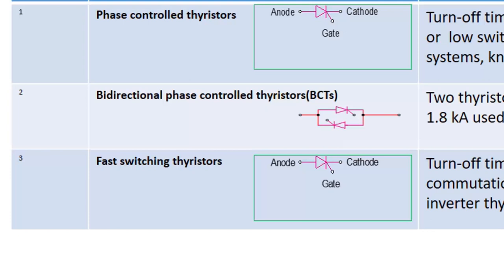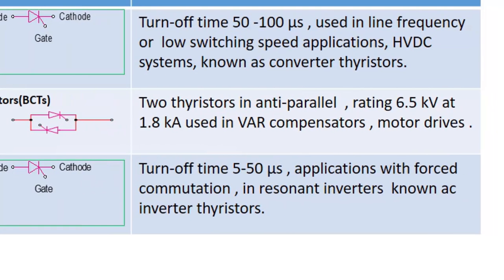Based on that, a special type of thyristor is developed, known as the fast switching thyristor. In this type of thyristor, different doping levels of P and N type material are used, and the thickness of the layers is changed accordingly. These fast switching thyristors are suitable for somewhat higher frequency applications. Turn off time is very low, 5 to 50 microseconds. This is used in case forced commutation is required.